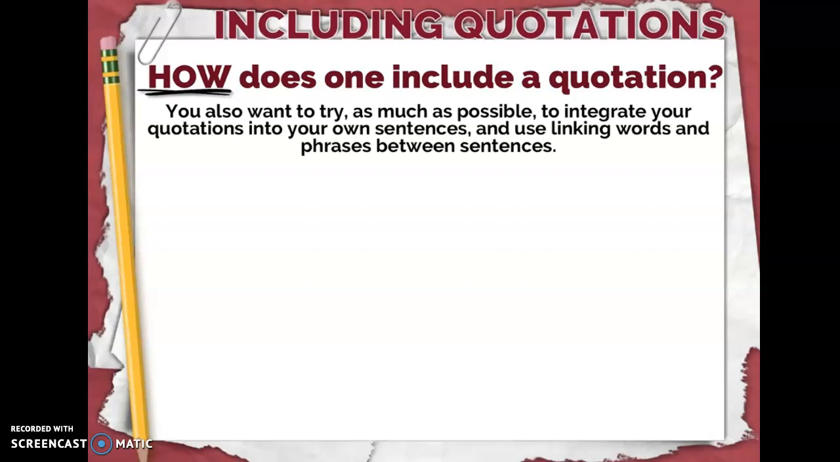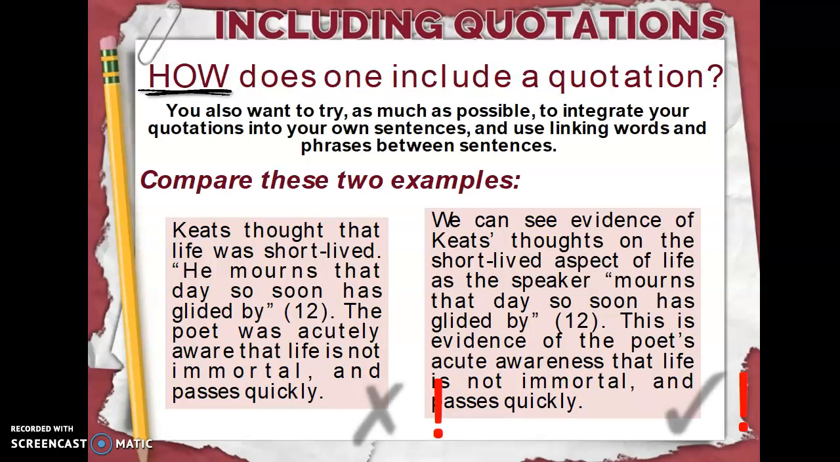How does one include a quotation? You want to try as much as possible to integrate your quotations into your own sentences and use linking words and phrases between sentences. This is a really hard concept to get because sometimes it's hard to incorporate a quotation in your own words or to create transition words to help that flow. And it's a lot easier to just put a quotation in there without having to transition it. But it reads a lot better when you actually integrate it into your own writing and use these linking words between the sentences and phrases. So take a moment, pause this video, and compare these two examples that we have at the bottom here.